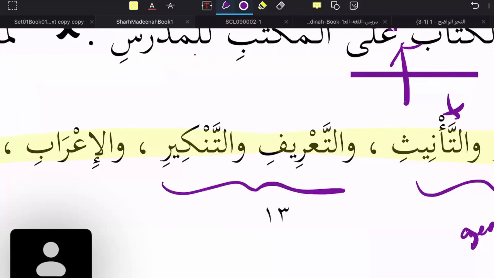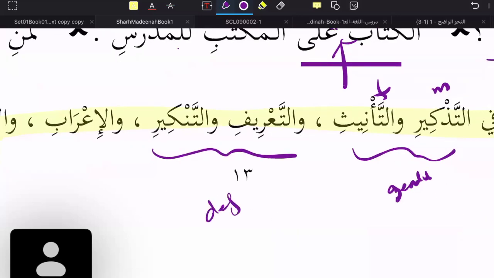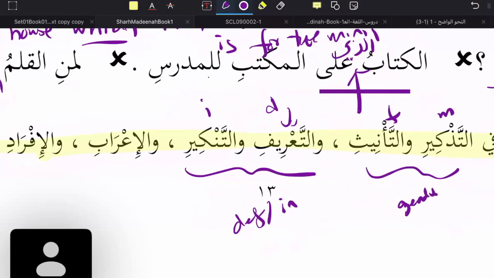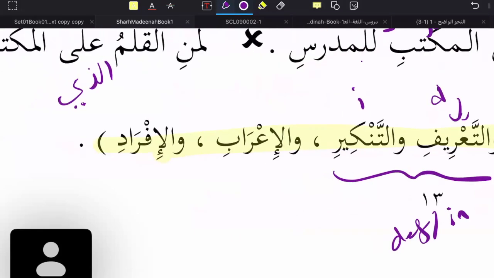والتعريف والتنكير. This is your definite or indefinite. Ta'rif is definite, tankir is indefinite. So it also needs to follow the definiteness. If the manwood is definite, the na't has to be definite. If the manwood is indefinite, the na't has to be indefinite. Wal i'rab, and the i'rab. I'rab is the grammatical state that I was talking about. This is a very technical term. Inshallah, we will study them a lot.